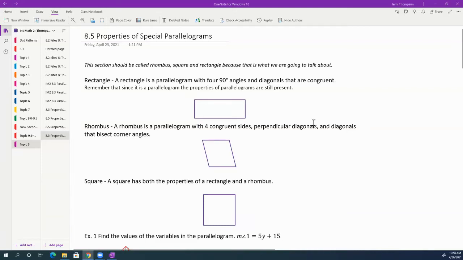All right, welcome, welcome. This is 8.5, Properties of Special Parallelograms. The three parallelograms that we're going to talk about today are rhombus, square, and rectangle. And so we're going to get into that a little bit right now.